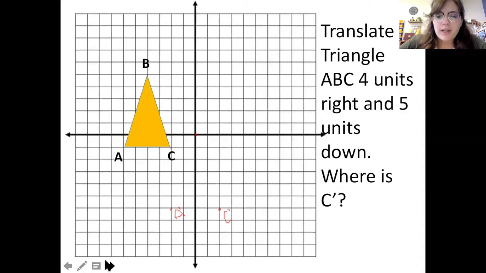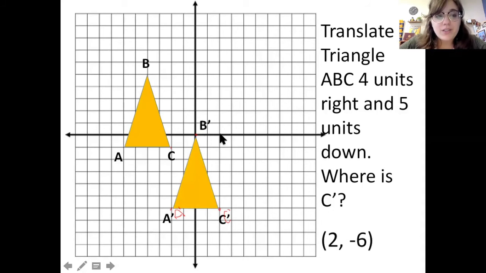I'm gonna see if we are correct here. Boom. And where is C prime? We are over here at 2, -1, 2, 3, 4, 5, 6. 2, -6.